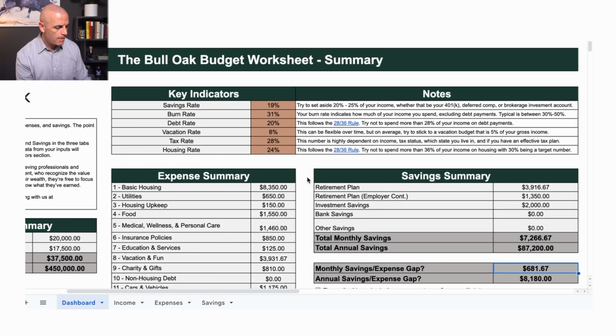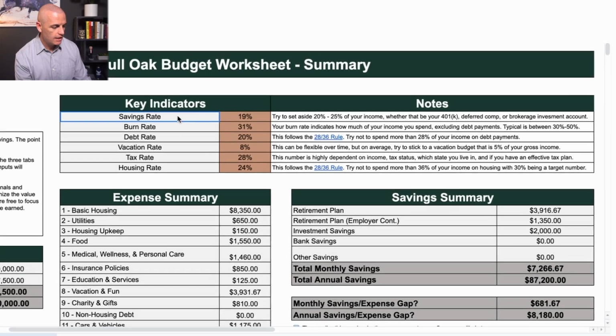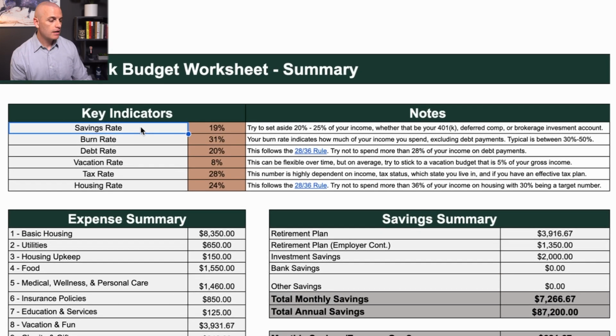So let's talk about the output and the key indicators here. The first one is going to be your savings rate. So your savings rate is simply, what percentage of your income are you saving? And whether that's going to be in a bank account or in your 401k, I do include employer contribution in the savings rate. Some people don't, but I think because it is your money, as long as it's vested, that vested part is the key number, then this should be calculated as a part of your savings rate.